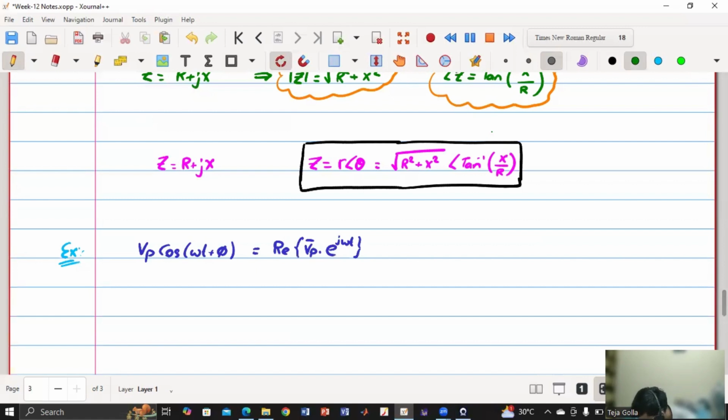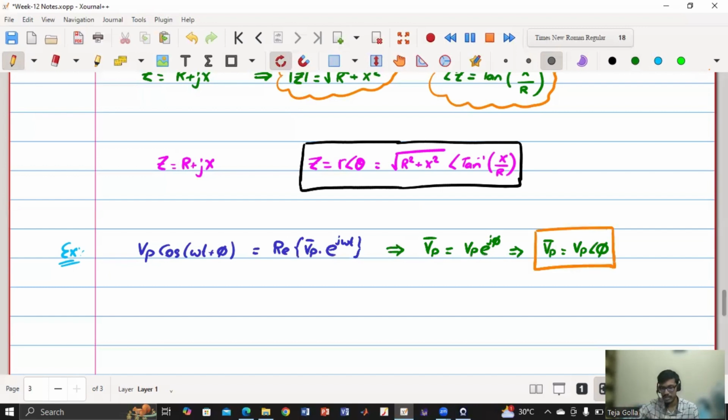Now here, VP phasor is equal to what? VP phasor is VP into e to the power j phi, right? Or I can write VP phasor as VP angle phi. Agree? So basically, VP phasor is VP into e to the power j phi. E to the power j phi is what? It is angle phi. Got it?